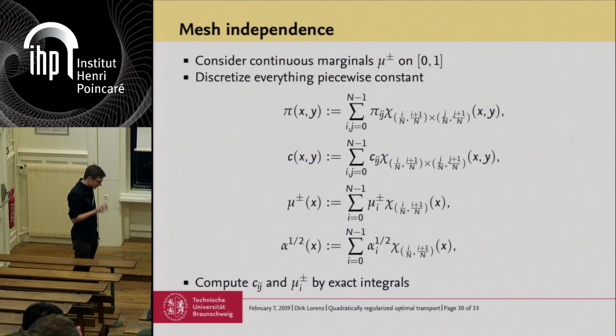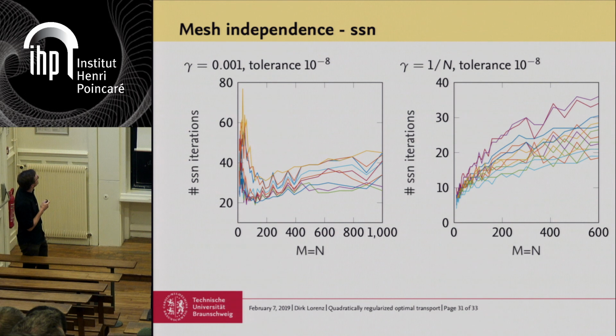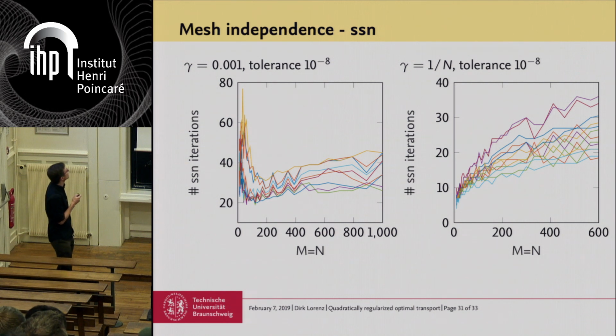And then what we would like to see is that the number of iterations does not depend on n. Okay, this is what we see. So for Semismooth Newton, if you fix the gamma to a small value and a very small tolerance, and then we generate some marginals and solve the problem for different sizes of n, and then we count the iterations, and then we get one of these graphs.